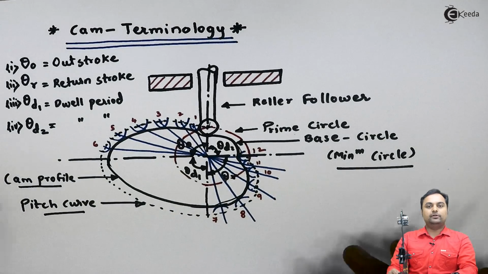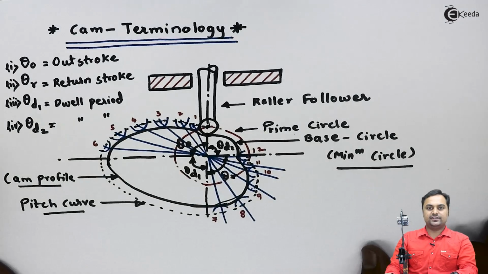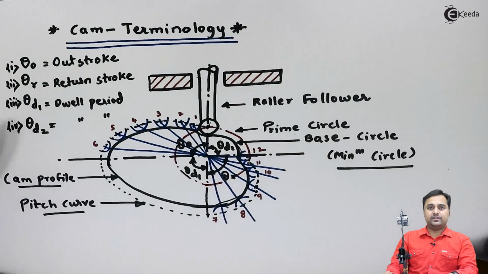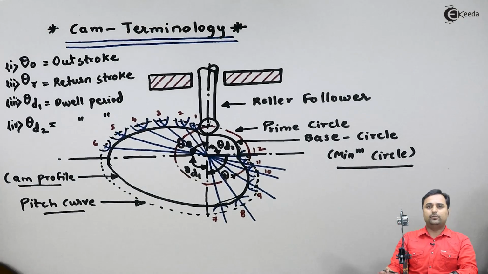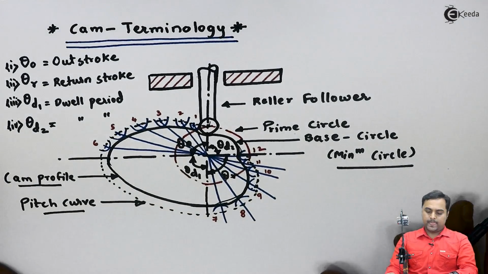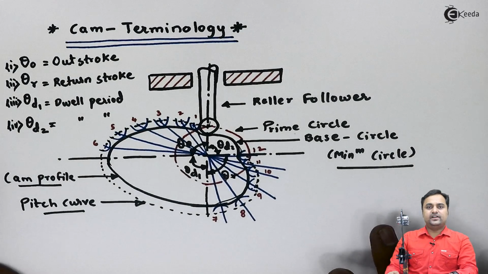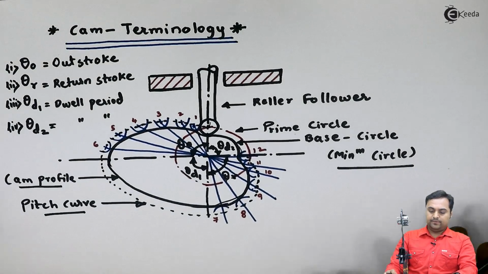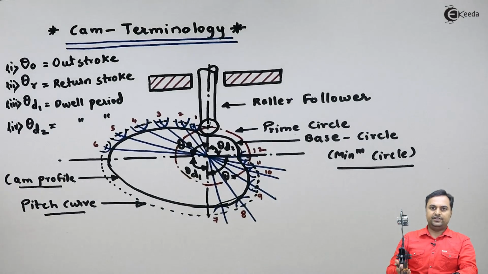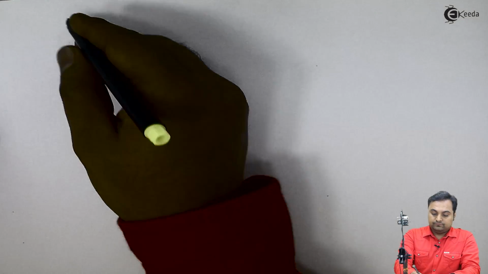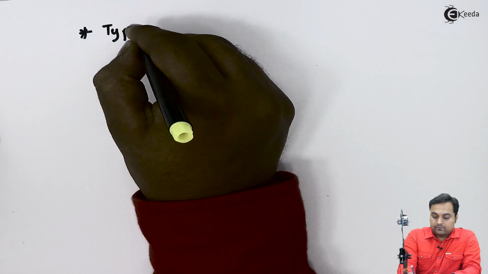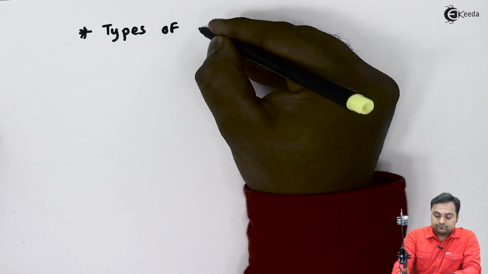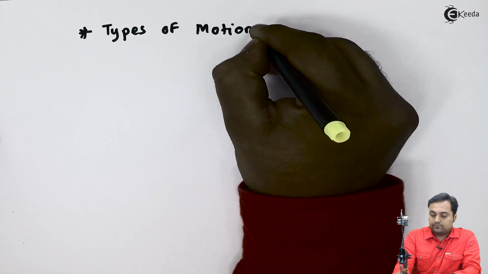So I hope you all might have understood the terminologies here which are related to cams and followers, and these terminologies are very important to solve any problem related to cam and follower. Next, let me classify the various follower motions because follower motions are necessary to solve any kind of problem. So the next heading is types of motion of follower.